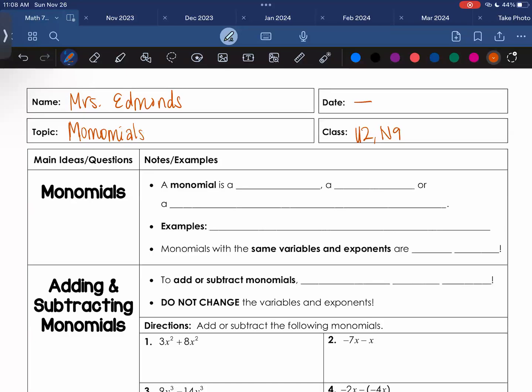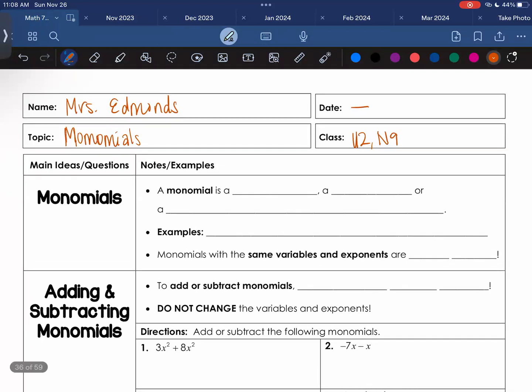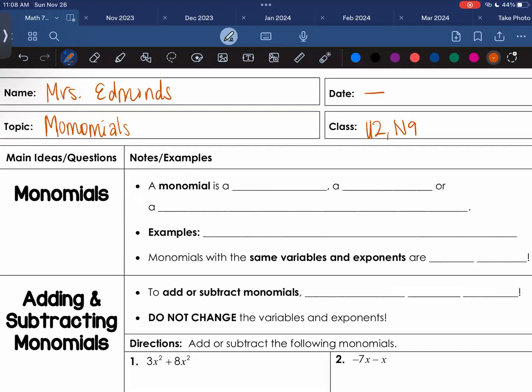This is Unit 2, Notes 9. The topic is monomials. Go ahead and get that labeled at the top of your paper.